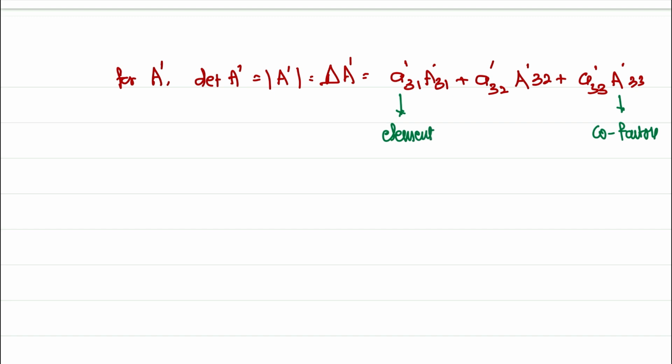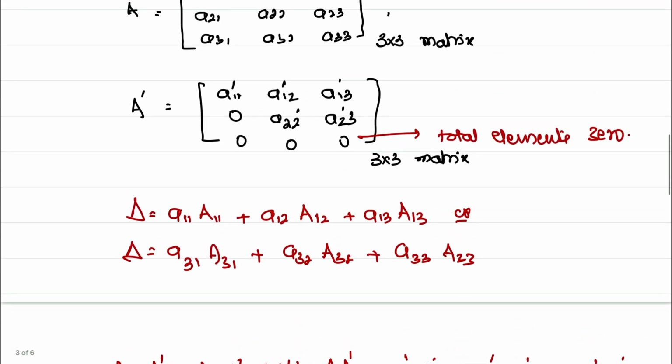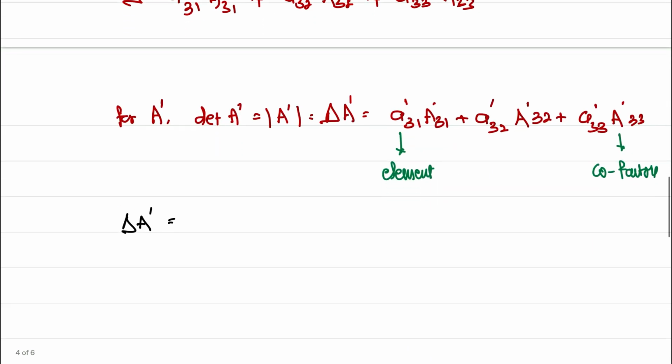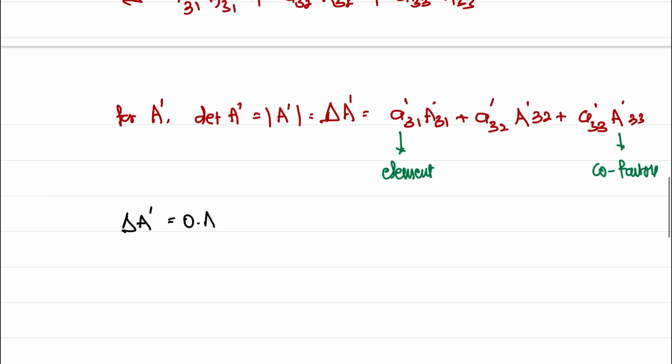Now, what will be its value? Determinant of A dash is equal to, what is A dash 31 in the new matrix? 0 into capital A dash 31 plus 0 into capital A dash 32 plus 0 into capital A dash 33, that is equal to 0. That means my determinant is 0. It's a singular matrix.